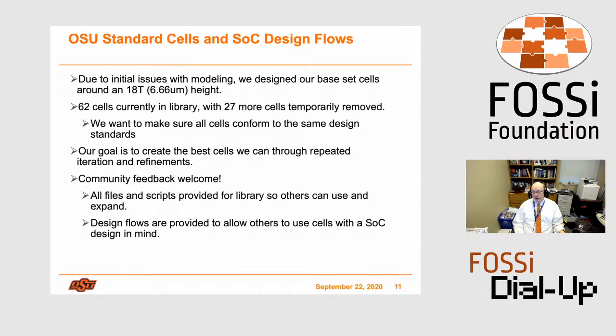So due to the initial issues with the modeling, we designed our base set cells around an 18-track height, which is about 6.66 micron. There's currently 62 cells in the library, and as I said before, we're always adding more cells as we go. And our goal really is to create the best possible cells through repeated iterations and refinements. And as I said before, we're always looking for feedback and always looking for people to help out.